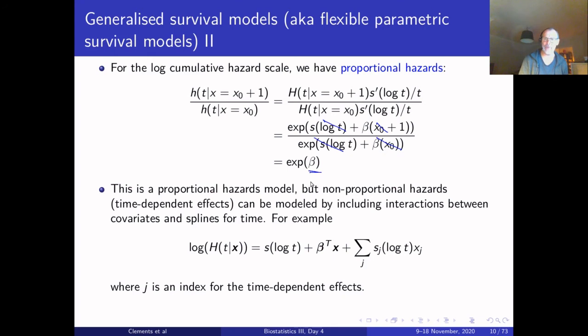One of the elegant aspects of this approach is that we can directly model interactions between covariates, and between covariates and time. That allows us to model non-proportional hazards directly. So you've got your baseline for time, you've got your time fixed effects, and then you've got interactions between some of the covariates and smoothers for log time. And then we can directly estimate time-varying hazard ratios, which is beautiful.